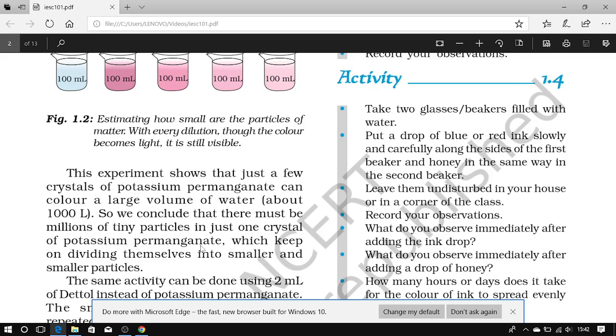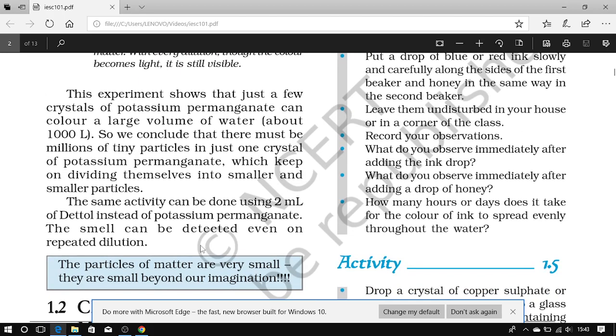Take two glass beakers filled with water. Put a drop of blue or red ink slowly and carefully along the sides of the first beaker, and honey in the same way in the second beaker. Leave them undisturbed in your house or in a corner of the class. Record your observation. What do you observe immediately after adding the ink drop? What do you observe immediately after adding a drop of honey? How many hours or days does it take for the color of ink to spread evenly throughout the water?